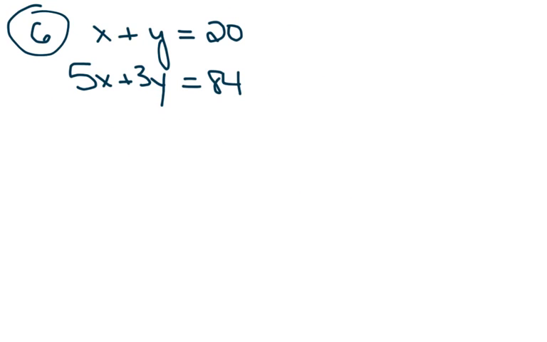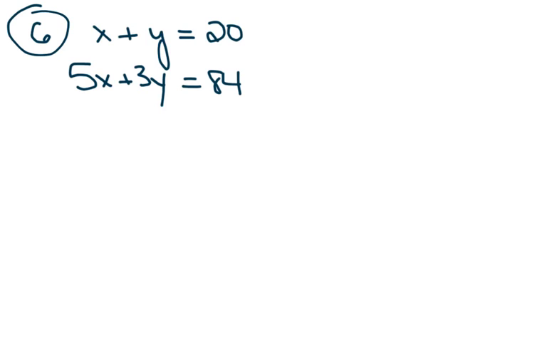In problem number 6, it says a company sells 20 items for $84. They sell hamburgers for $5 and fries for $3. x plus y equals 20 and 5x plus 3y equals 84 is the system of equations. What do x and y stand for? Like I said, what the variables represent is extremely important.